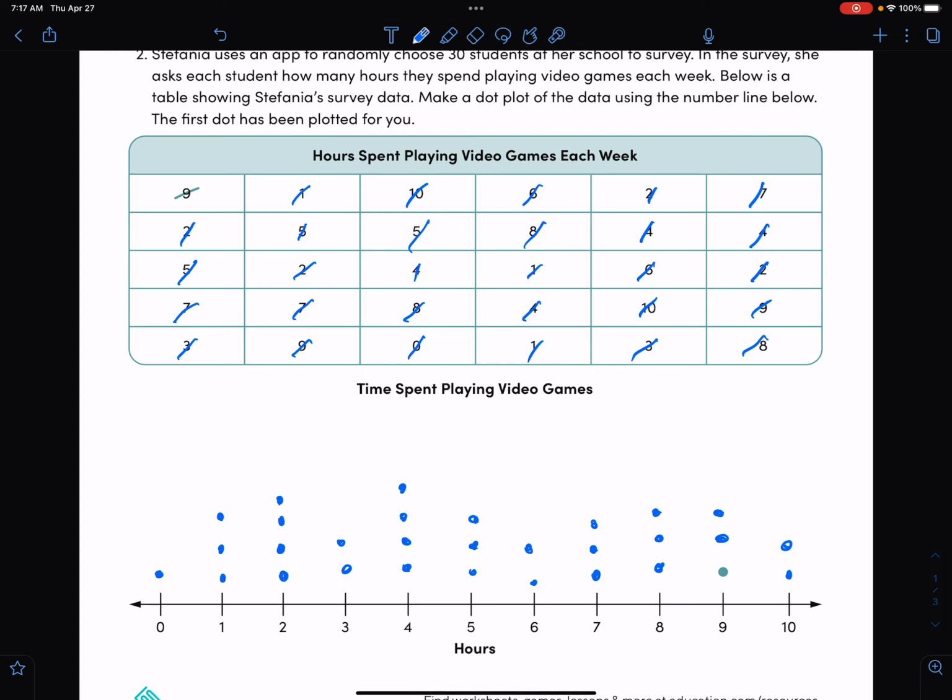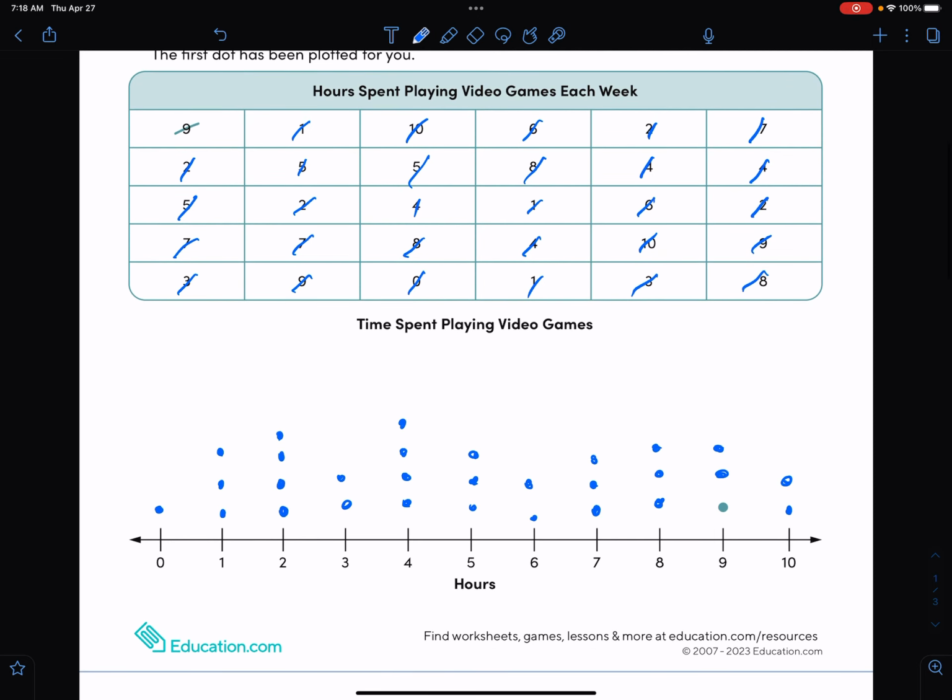Okay, now I'm going to double check my numbers. There are 5 columns of 6, so there should be 30. 1, 2, 3, 4, 5, 6, 7, 8, 9, 10, 11, 12, 13, 14. And I do have 30, so I did it correct. All right, so that is our dot plot.